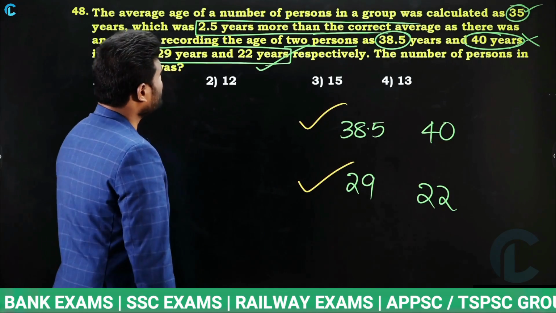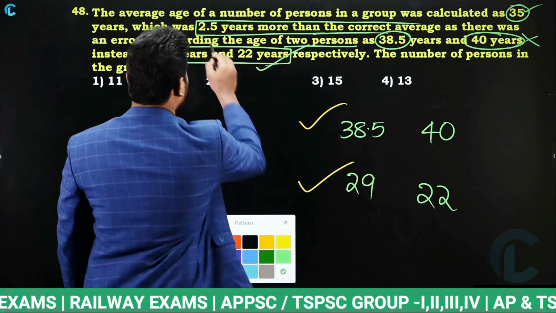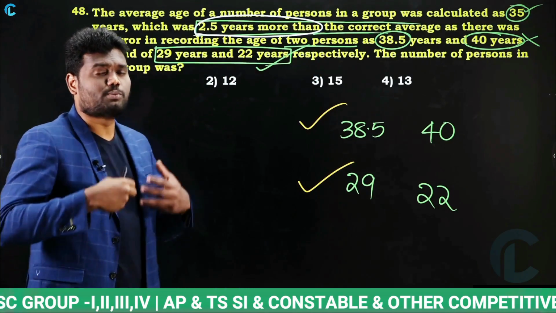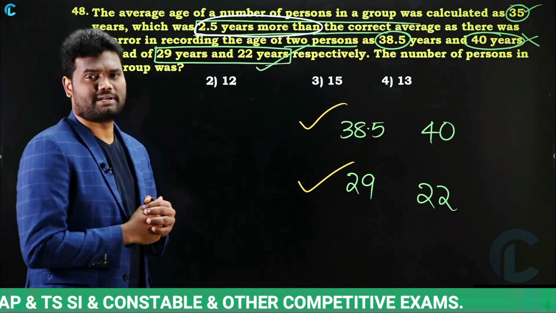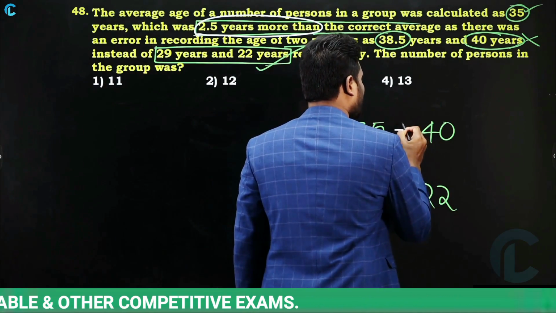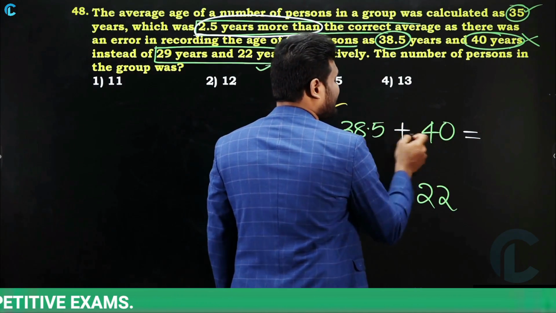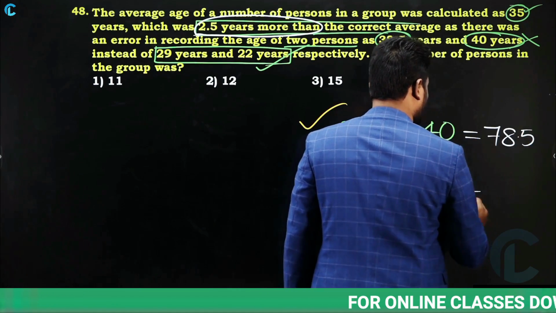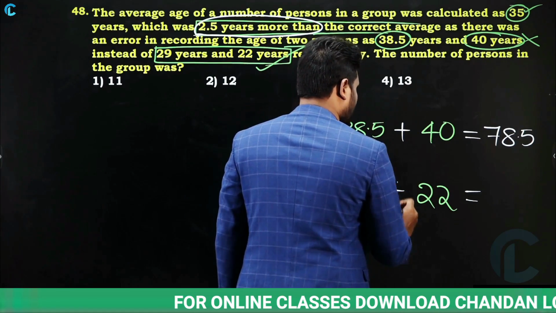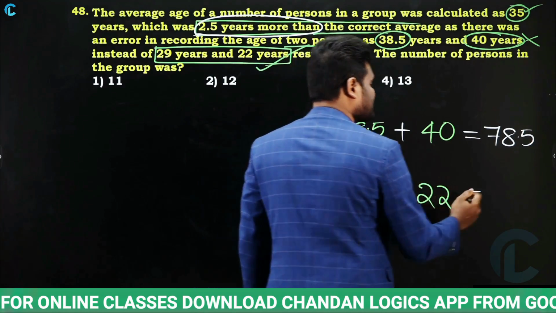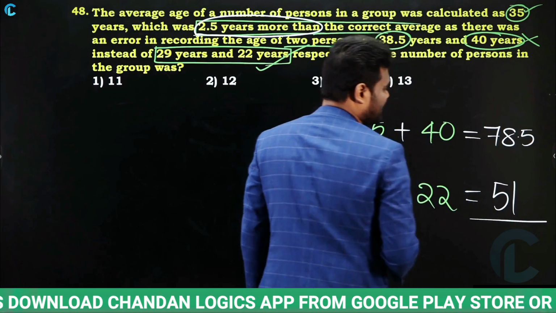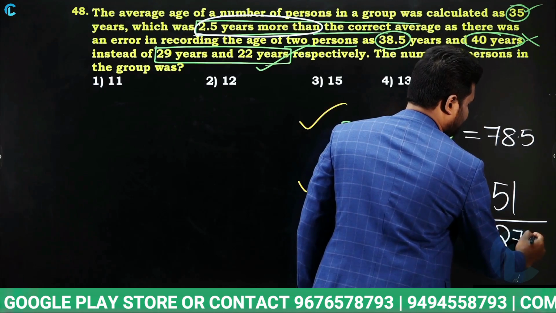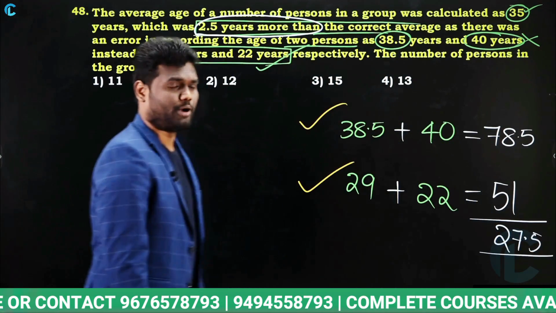Due to this, what happened? Due to this, the question is saying the average changed by 2.5 years more. Now your question is, total how many persons are there? Just add these numbers: 38 plus 40 is 78, so total it is going to be 78.5. Yes or no? Similarly, 29 plus 22 is nothing but how much? It is going to be 40 plus 11, which is 51. So just take the difference. If you take the difference, it is going to be 27.5. So difference is going to be 27.5.